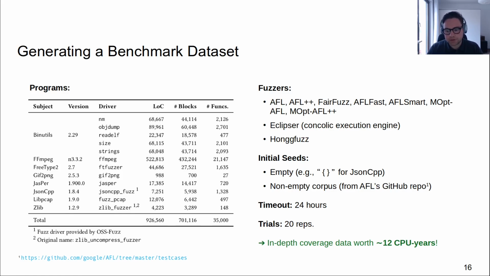AFL's GitHub repository. We also follow the best practices of fuzzing research, so we run these campaigns for at least 24 hours, and also to account for the inherent randomness involved in fuzzing through statistical tests, we repeated each experiment 20 times. So in total, we generated a benchmark dataset that contains in-depth coverage data that is worth roughly 12 CPU years, which is quite a lot.